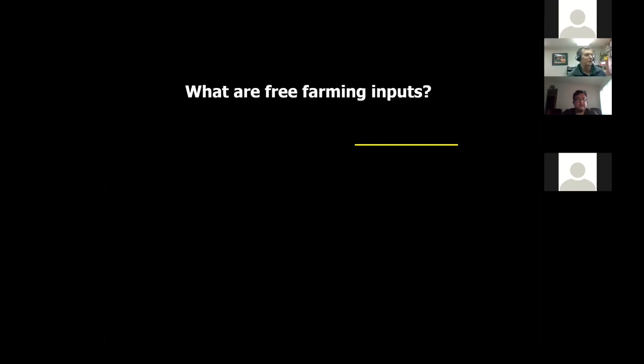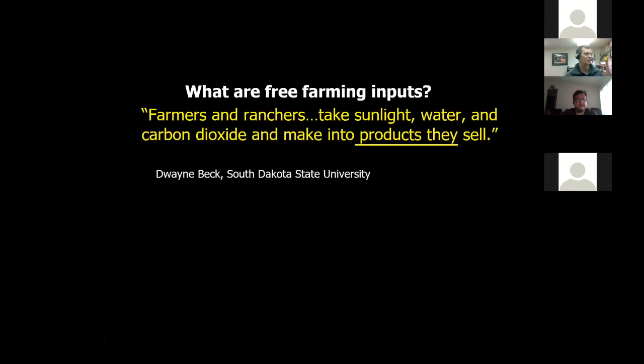Okay, I'm going to talk a little bit more about row spacing and plant populations. So are there any free farming inputs? Well, according to Dwayne Beck, there is. Sunlight, water, and carbon dioxide. So let's think about that a little more in relationship to canopy closure.